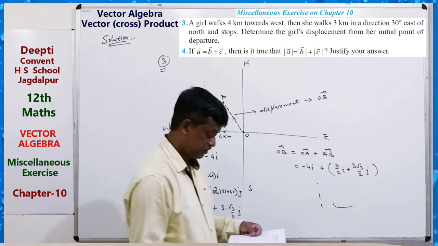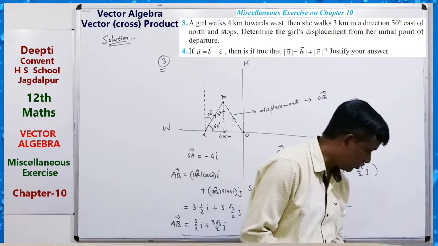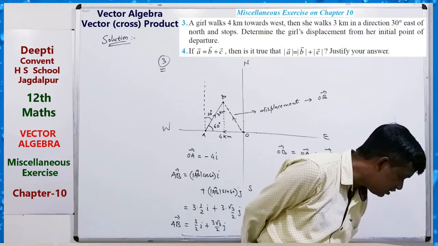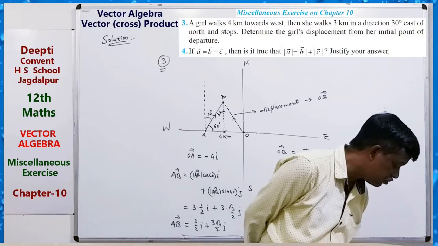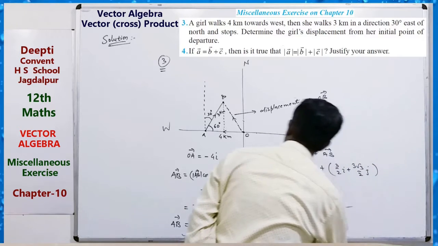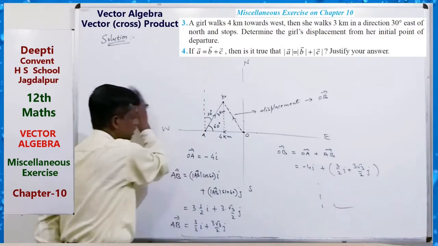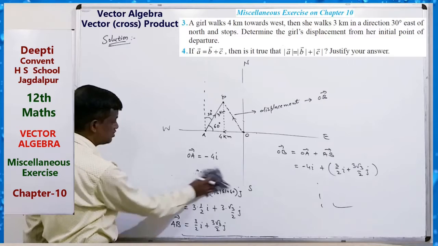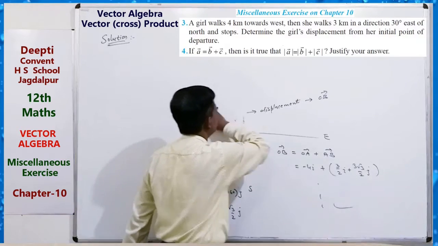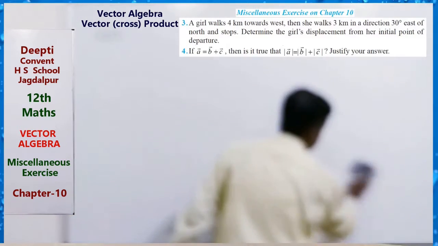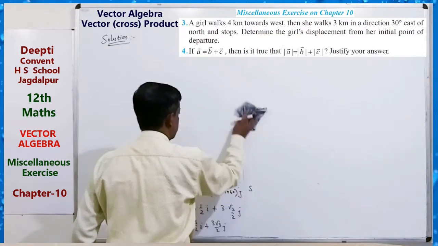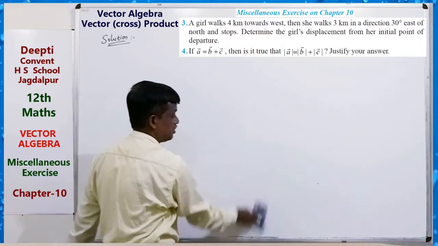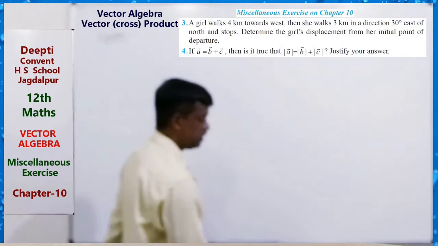Now take question 4. If A equals B plus C, then is it true that mod A equals mod B plus mod C? Justify your answer. No, it is not true. Okay, so this question is important. So note it down also. And you have to do all the questions from the miscellaneous exercise. I am giving only the discussion here. Okay, so miscellaneous question 4 here.